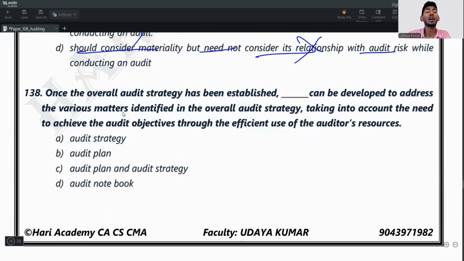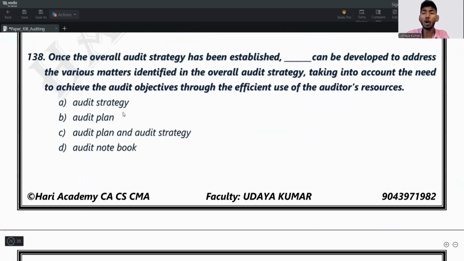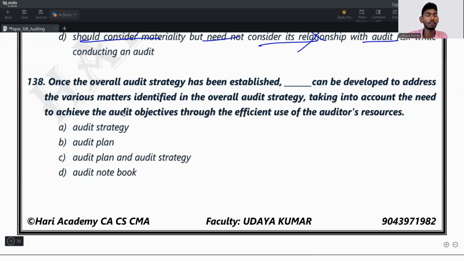Moving to question 138. Once the overall audit strategy has been established, an audit plan can be developed to address the various matters identified in the overall audit strategy, taking into account the need to achieve the audit objectives through the efficient use of auditor resources. Try to answer the question. It's quite easy, which is nothing but your audit plan. We have discussed this so many times. The audit plan can be developed to address the various matters.